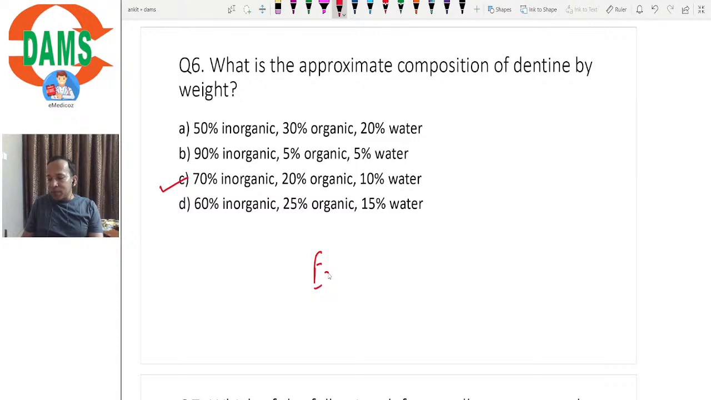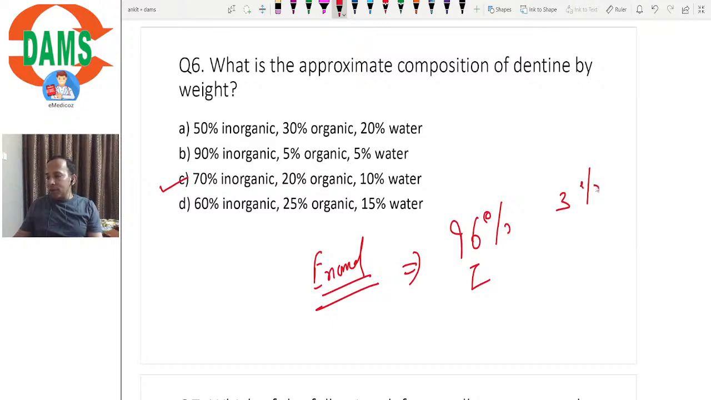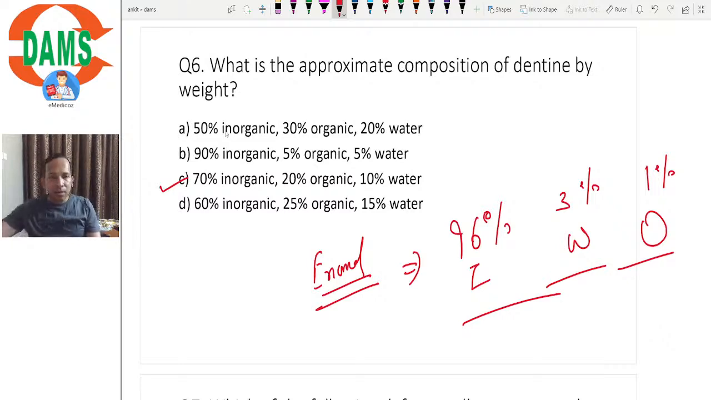Similarly, if they ask you about enamel, what is the composition of enamel? Enamel is also quite simple, isn't it? 96% inorganic, approximately 3% water, and approximately 1% is organic, isn't it? So that is the composition of enamel by weight.